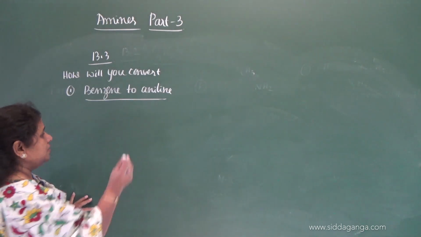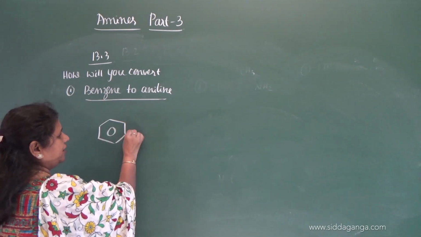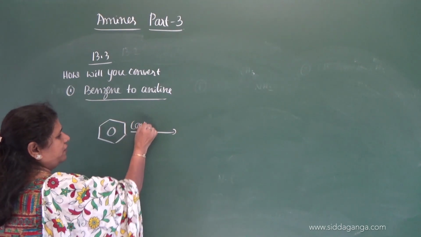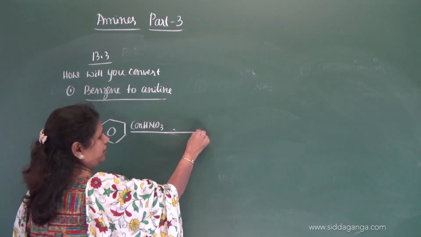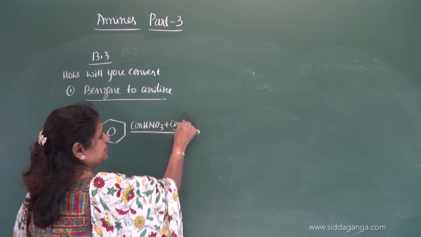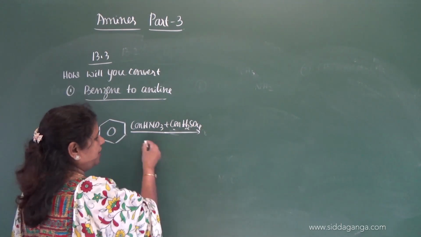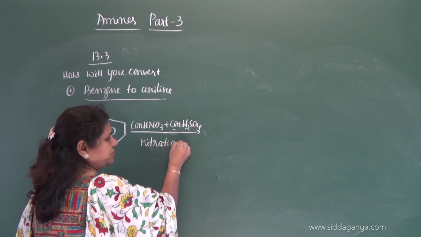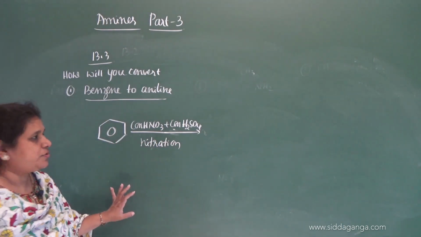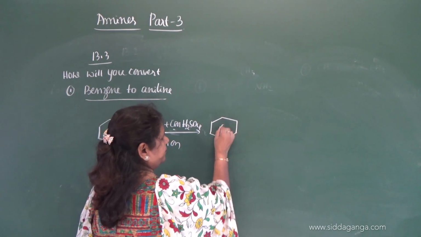Very simple. So, take benzene, treat it with a mixture of concentrated nitric acid and concentrated sulfuric acid. You know this reaction? This mixture is called nitrating mixture, and the benzene undergoes nitration, electrophilic substitution reaction, and you will get nitrobenzene.